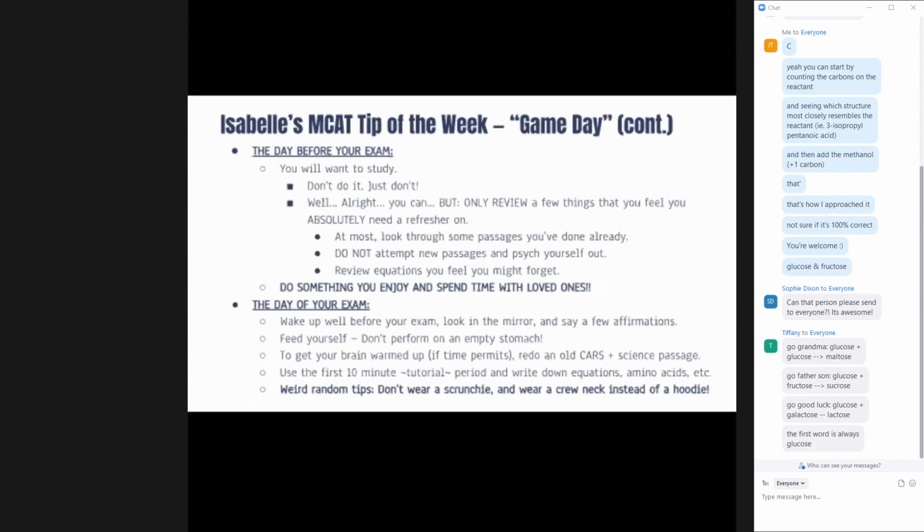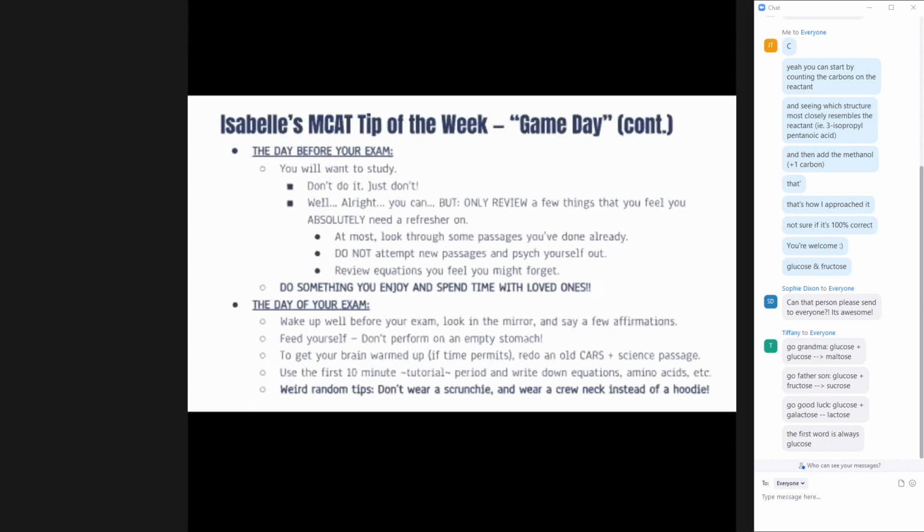And then make sure you use the first 10-minute tutorial period and write down your equations, your amino acid chart, all the important things. I believe Todd has probably told you this before, but that 10-minute period is really useful to dump all the information that you know you'll need for the remainder of the test.